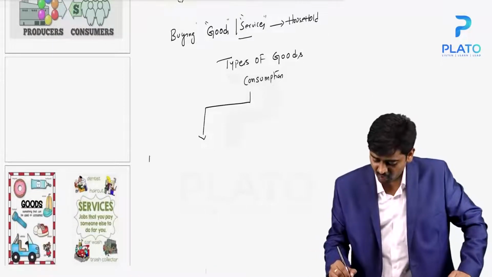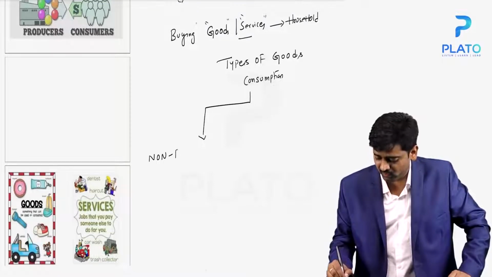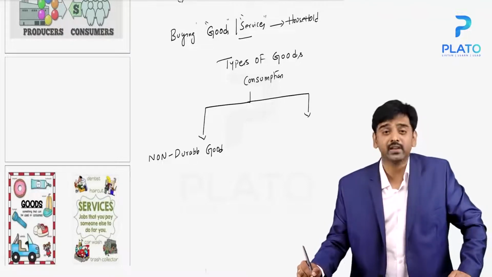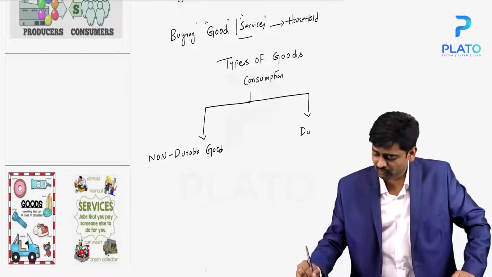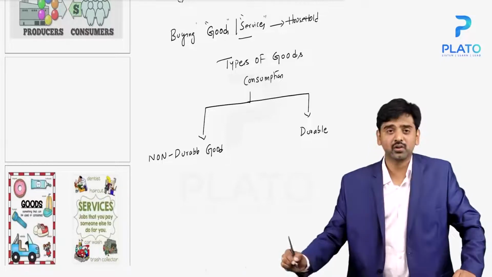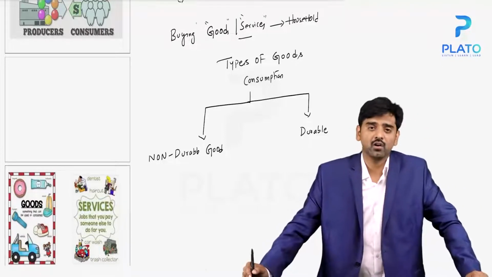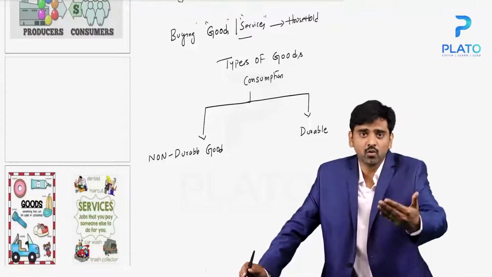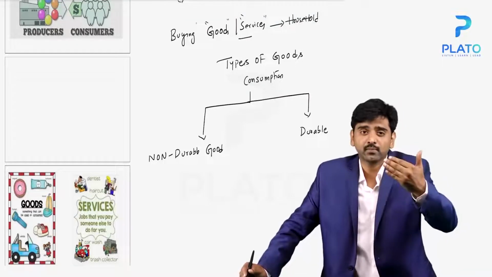One is non-durable goods. Another type of good which the household sector will be utilizing is durable goods. If you clearly observe in and around your house, or in your family's house, or in your relatives' house, or in your own house, definitely there are two types of goods, guys.